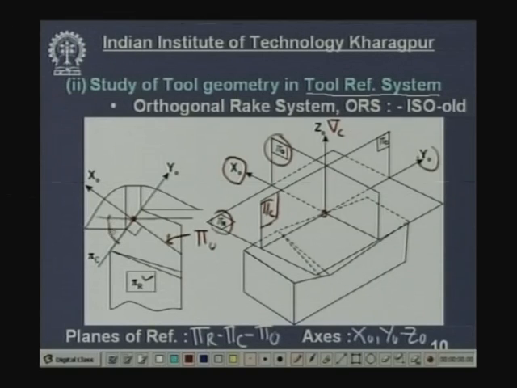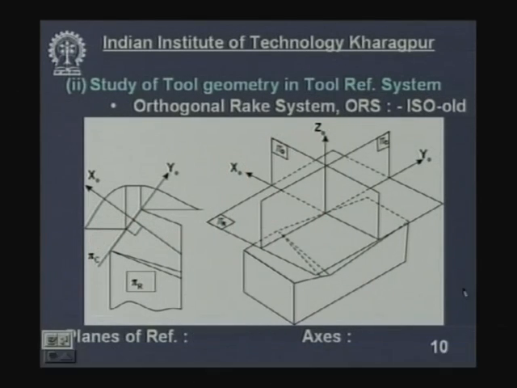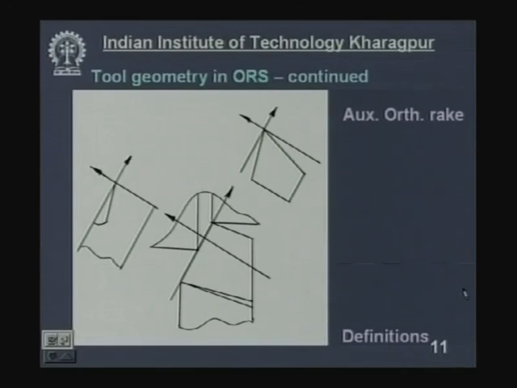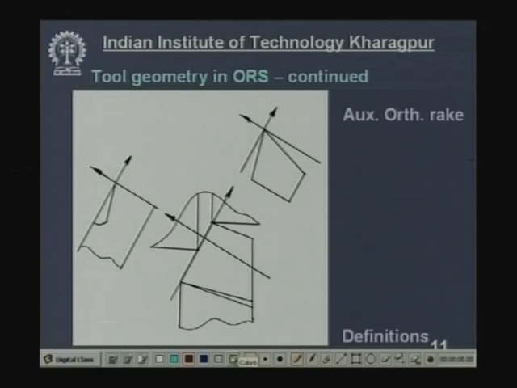This is the principal cutting angle, and this angle is called the auxiliary cutting edge angle, denoted by phi 1. This will be shown once again. Now, here you see the rake angles and clearance angles in the orthogonal rake system. This is the cutting tool drawn in the reference plane, the top view of the cutting tool.